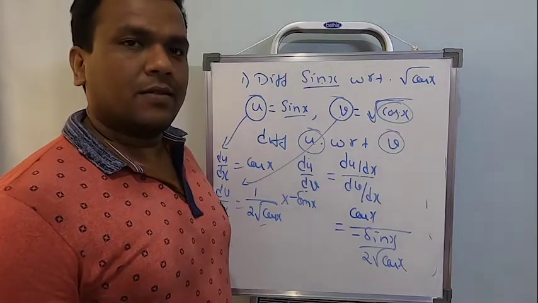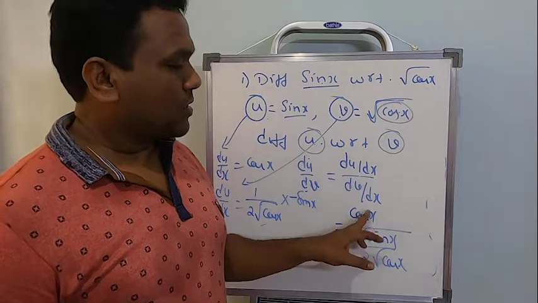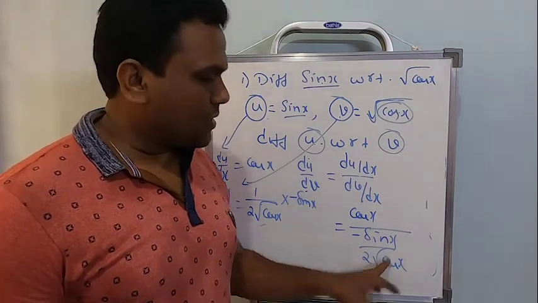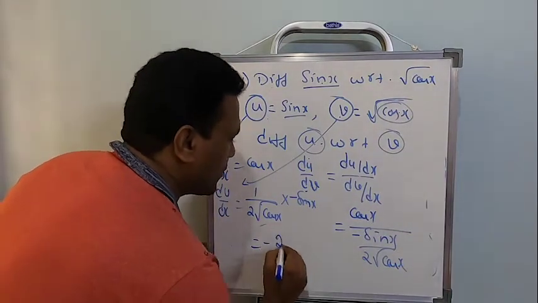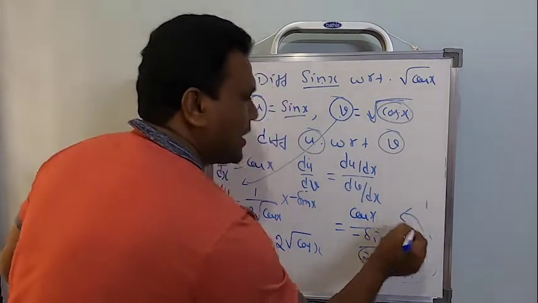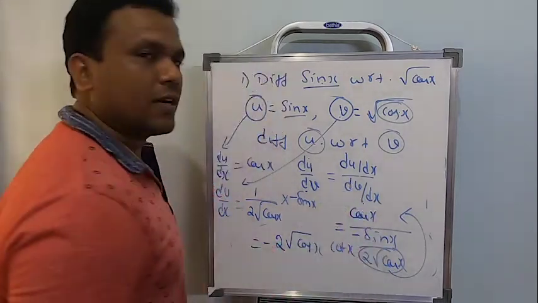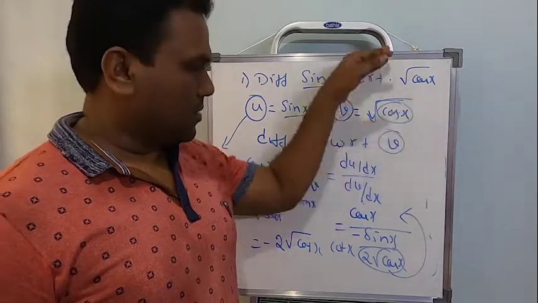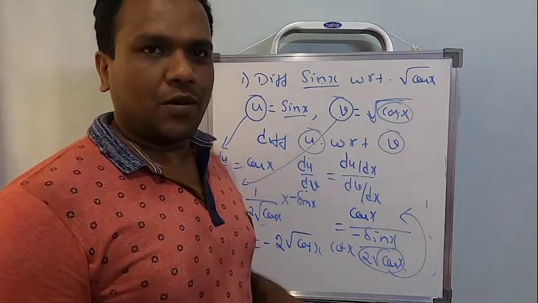Differentiation is done. We have substituted. The rest is simplification. What you can do is, if you want, you can just write down cos by sin as cot x, and 2 root of cos x can be shifted to numerator. So still I want minus 2 root of cos x, this is shifted to numerator, and cos x by sin x will be cot x. So differentiation of one function with respect to another function. An easy procedure, just similar to the parametric differentiation we have studied.